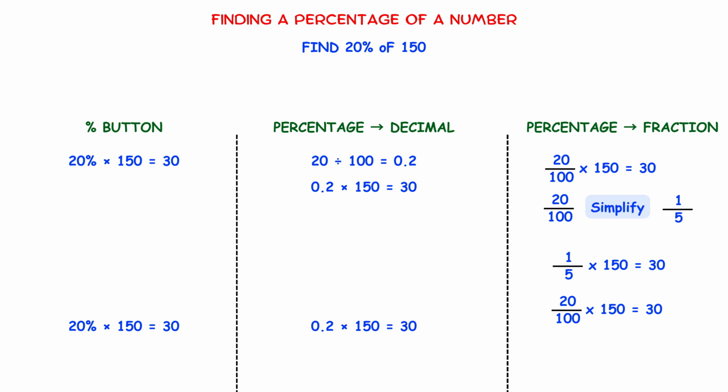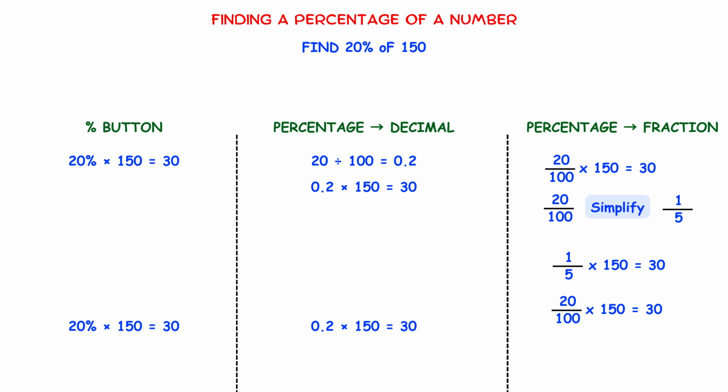If you didn't have a calculator though, then it would probably be easier to simplify the 20 over 100 to 1 over 5 first by dividing top and bottom by 20, and then just multiply that 1/5 by the 150 to get 30. Now, the really important thing to understand here is that the reason that we can convert a percentage into a decimal or a fraction before we multiply it by 150 is because 20%, 0.2, and 20 over 100 all mean exactly the same thing. They actually all have the same value. And so when we multiply any of them by 150, we're going to get the same answer.